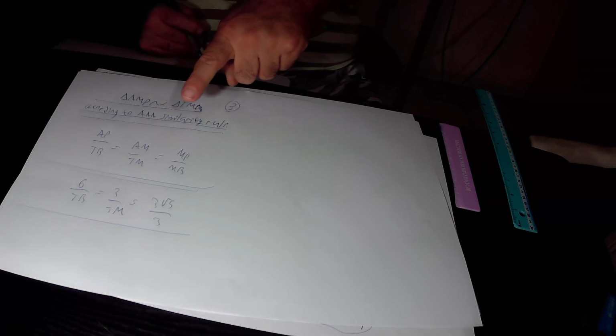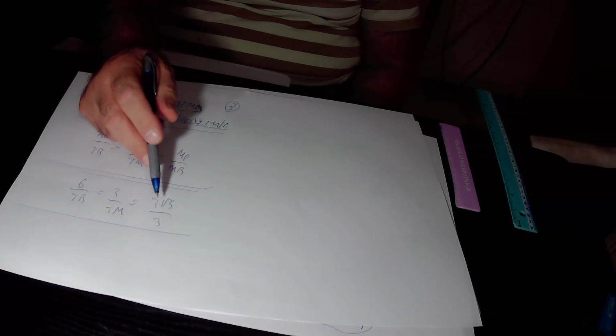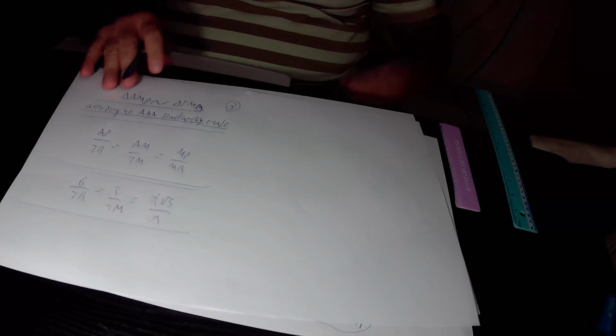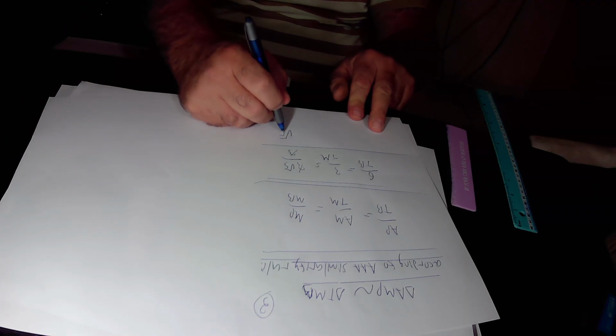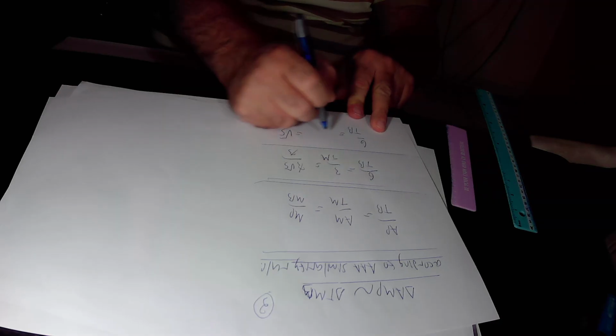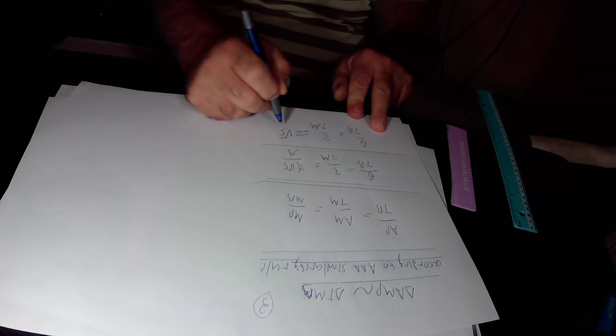So in total, we shall find out that 6 over TB equals 3 over TM equals 3 times square root of 5 over 3. We have 3 in the numerator and 3 in the denominator, so 3 will get cancelled, and we are left only with square root of 5. So 6 over TB equals 3 over TM equals square root of 5.